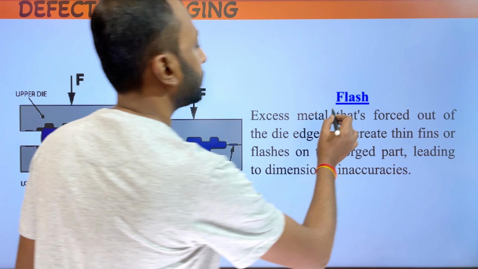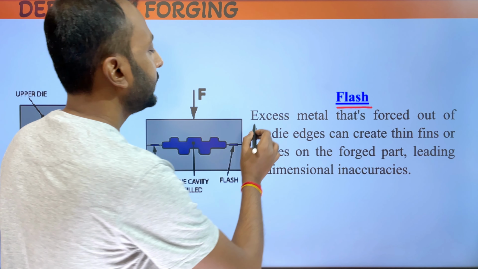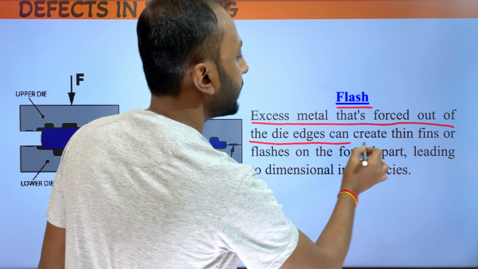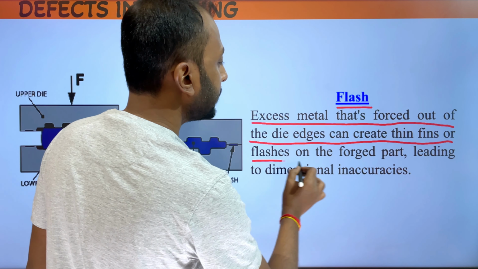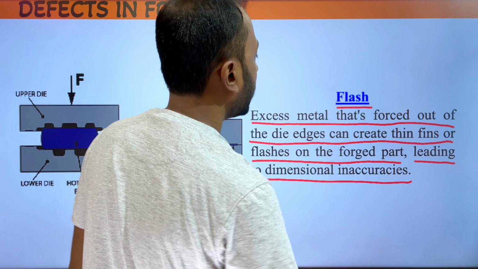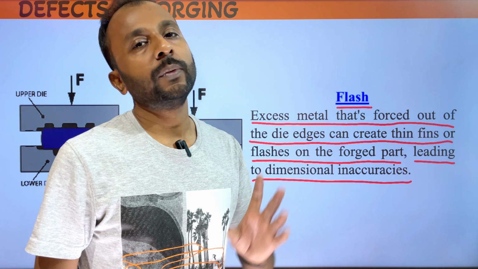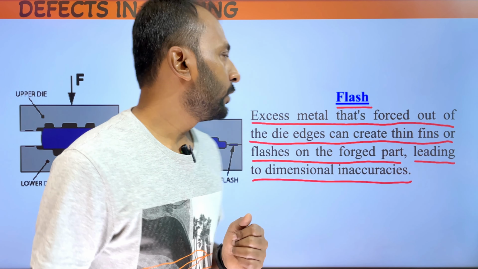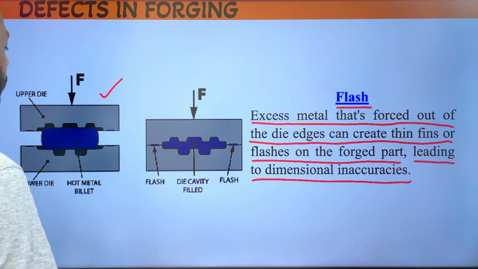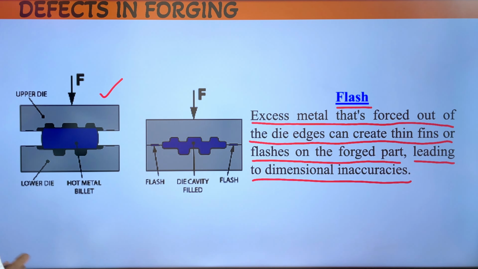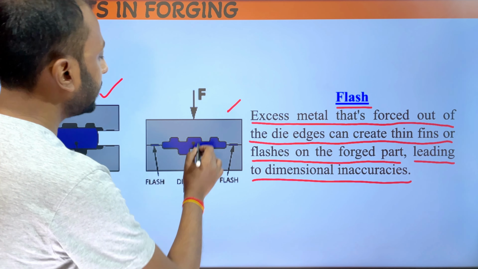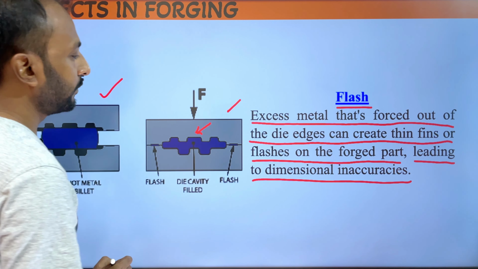Next is flash. Flash is excess metal that's forced out of the die edges, which can create thin fins or flashes on the forged parts, leading to dimensional inaccuracies. This is also applicable only for closed die forging operation. So this is a closed die forging operation. This is before the operation and this is after the operation. After the operation, we can see the final product. This is the final product.